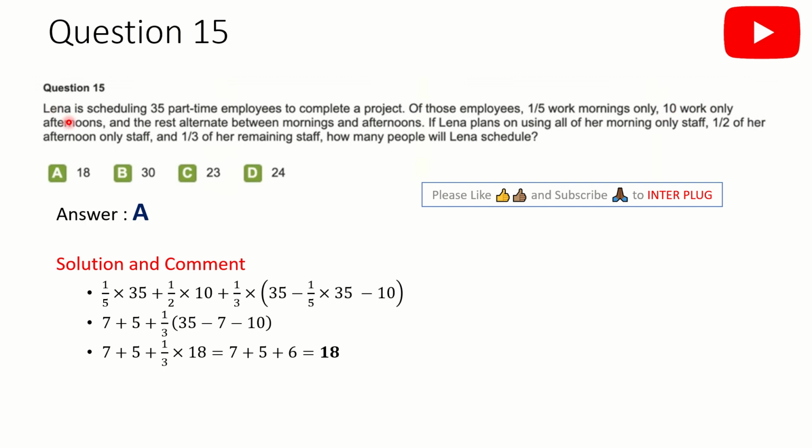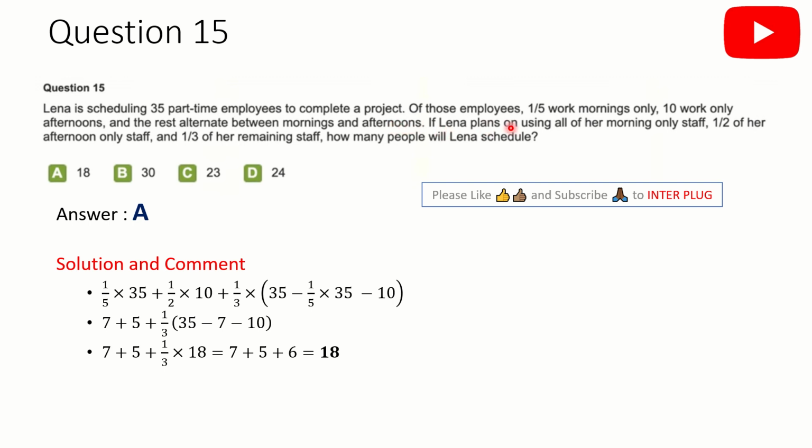10 work only in the afternoon. Okay, that's already a straightforward number. And then the rest alternate between mornings and afternoons. So we already know that 7 work in the morning, 10 work in the afternoon. 10 plus 7 is 17. You take 35 minus 17, that's 18. So 18 work alternately. You have to have this kind of approach: when you're reading a question, you have your rough work in front of you, do the simple calculations and get the numbers as whole numbers directly, so that when you get to what they're asking for, you already have your numbers pretty much ready, waiting for you.